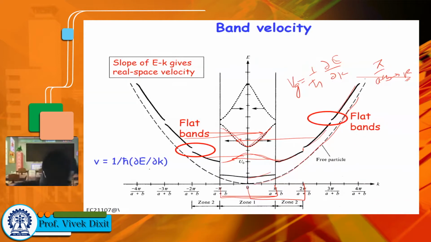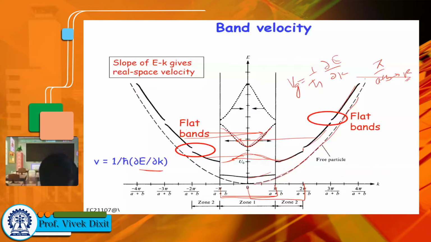And if you look at d by dk, this is the slope of the E-k diagram. Now, for example, if you consider this free electron, right? What is happening to the slope? Slope is 0 here, so the velocity is 0. Slope is high here, slope is even higher here, right? So as you move away, your slope is increasing for free electron, right?